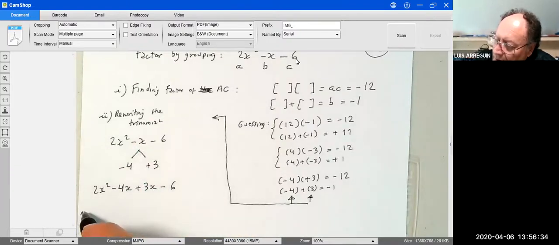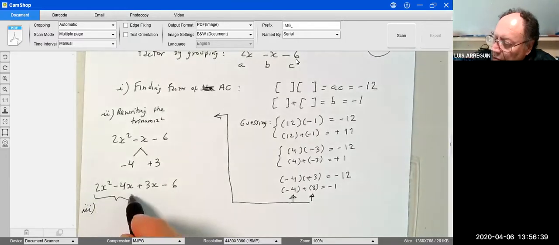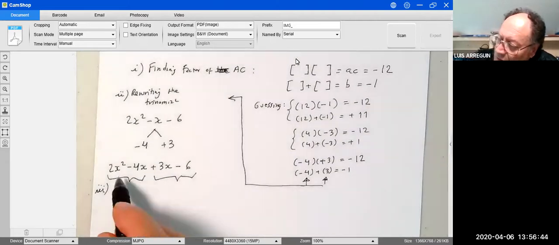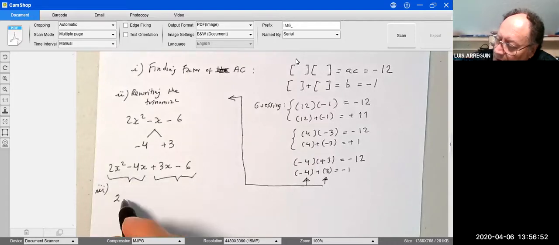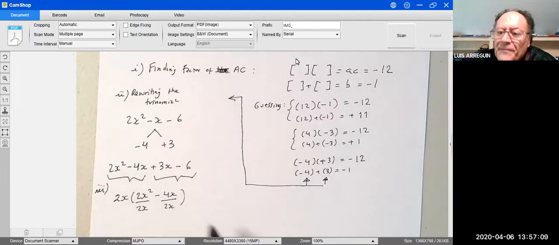So the third part is just doing factoring by grouping. So I'm going to group these two. I'm going to group these other two. So what is the greatest common factor for the first group? You can see that 2 works for 2 and -4, and x is just the variable appearing in both terms with the lowest exponent. So I'm going to write my two terms, 2x squared minus 4x. I'm going to divide these terms by my greatest common factor.